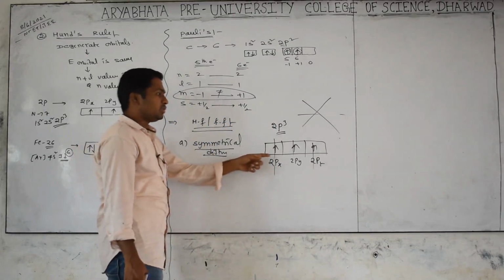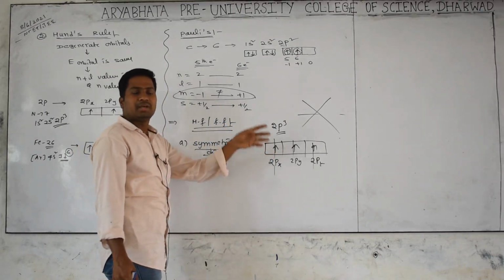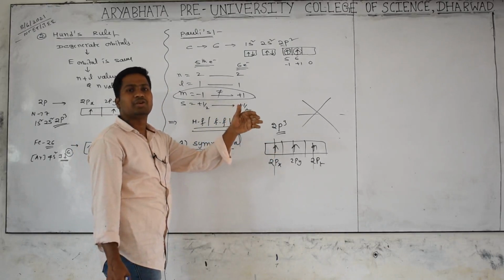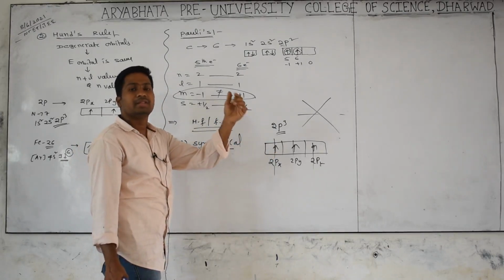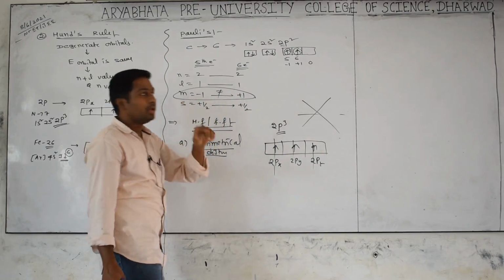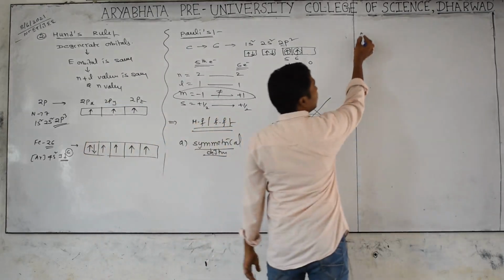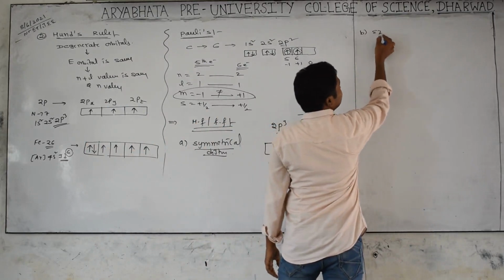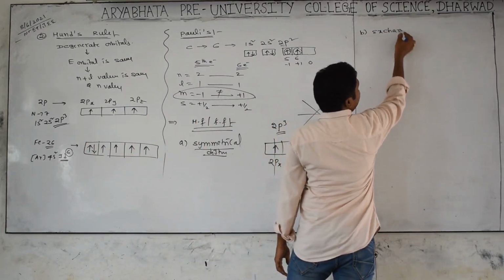Due to the symmetrical distribution of the electrons, they are arranged around the nucleus in different directions. Then they have a strong attraction with the nucleus. That's why they are stable. And one more thing, our second factor we have to discuss: exchange energy.